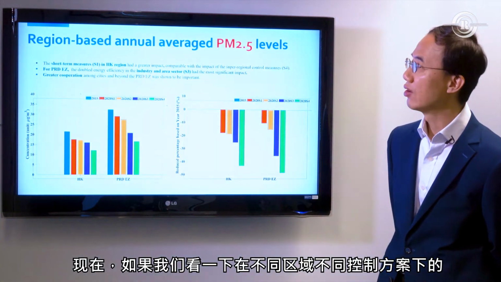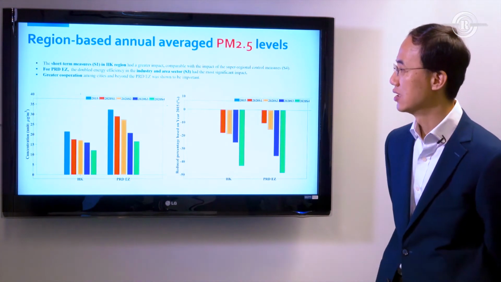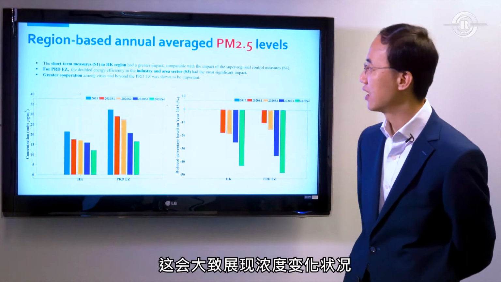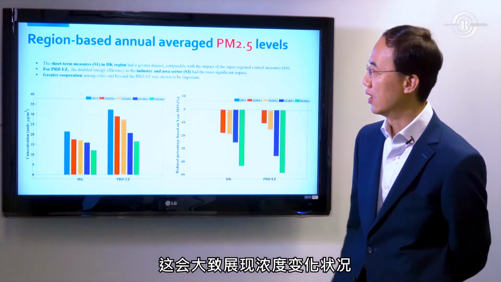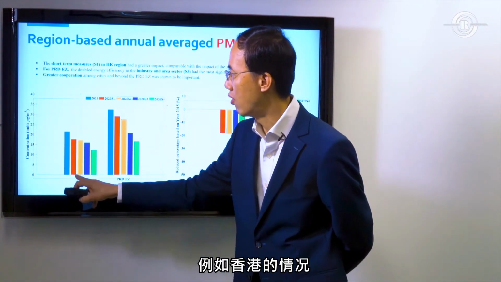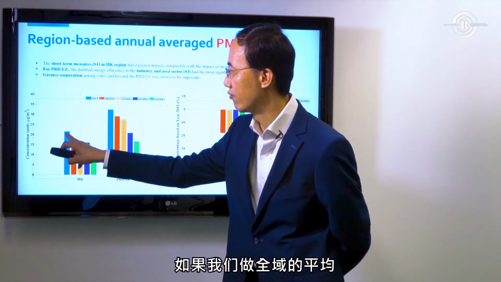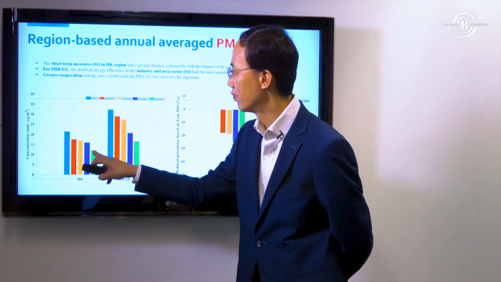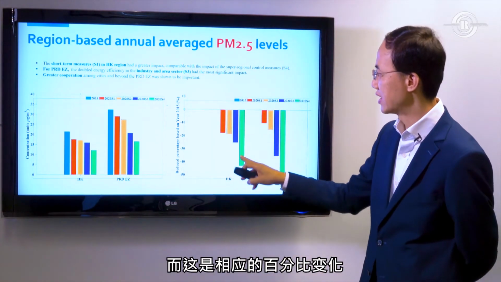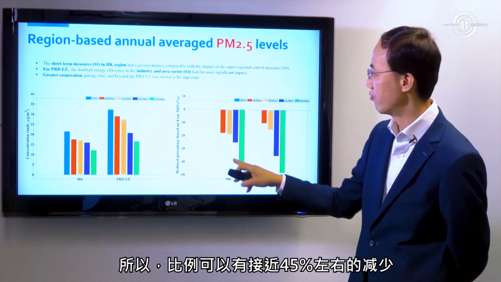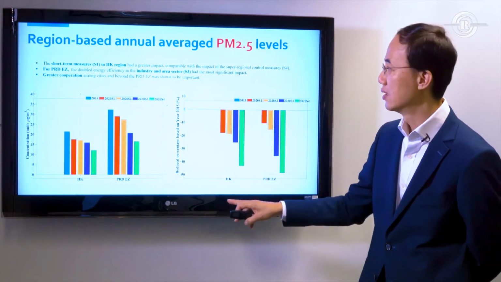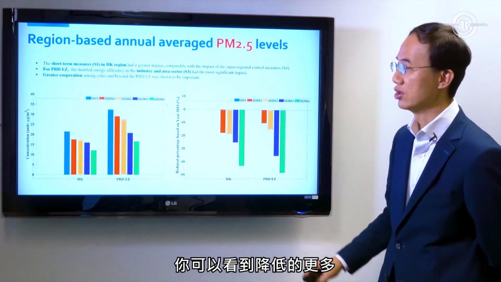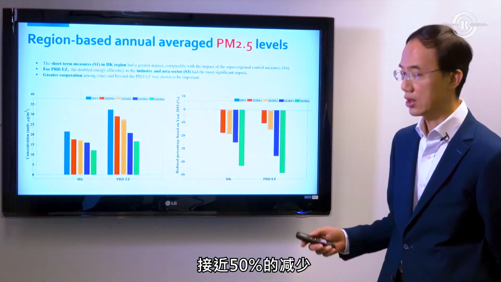Okay, now if we look at percentage changes in different regions due to various control scenarios, this gives you an idea of the concentration changes. Originally, for Hong Kong, the annual domain average was about 22, and eventually it becomes around 12. And this is the corresponding percentage change: a reduction of close to about 45%. Similarly for the PRD, if we do the domain average, the reduction is even more, close to about 50%.